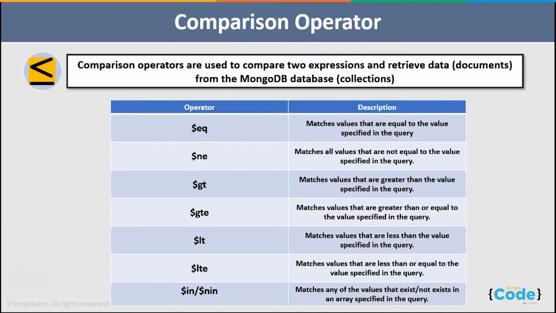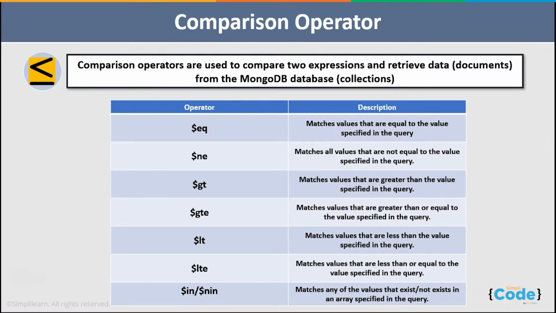The first one is $eq, which is basically the equal operator, which matches values that are equal to the value specified in the query. Next, we have $ne, which has the full form not equal to, which is the opposite of equal, and matches all the values that are not equal to the value specified in the query. Next, we have $gt and $gte, which are greater than and greater than or equal to. These operators match the values that are greater than the value specified in the query, or that are greater than or equal to the value specified in the query.